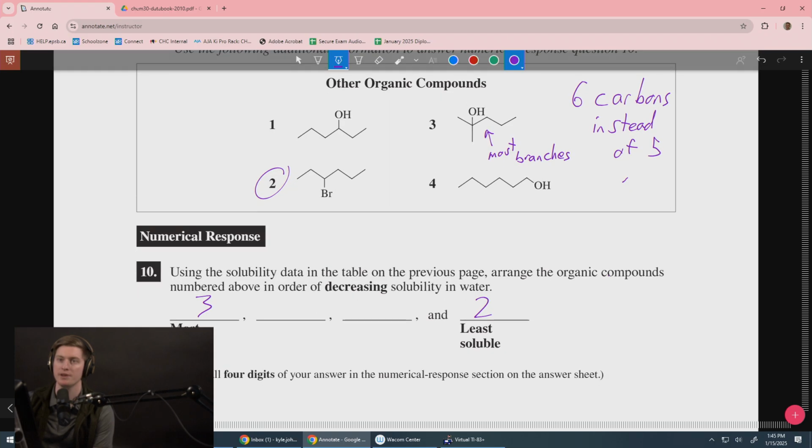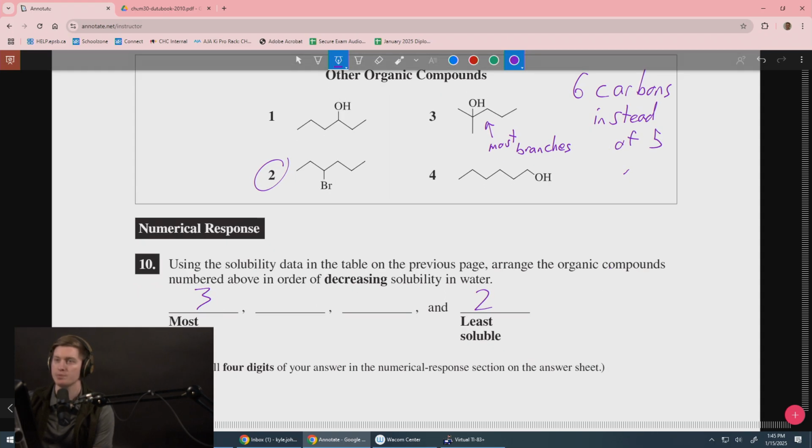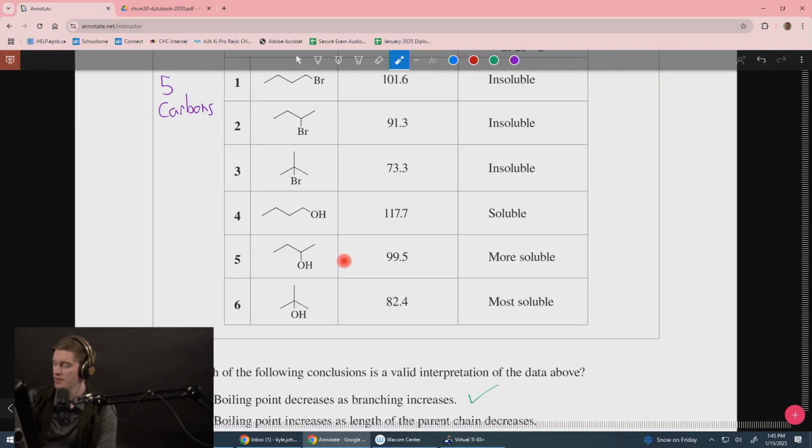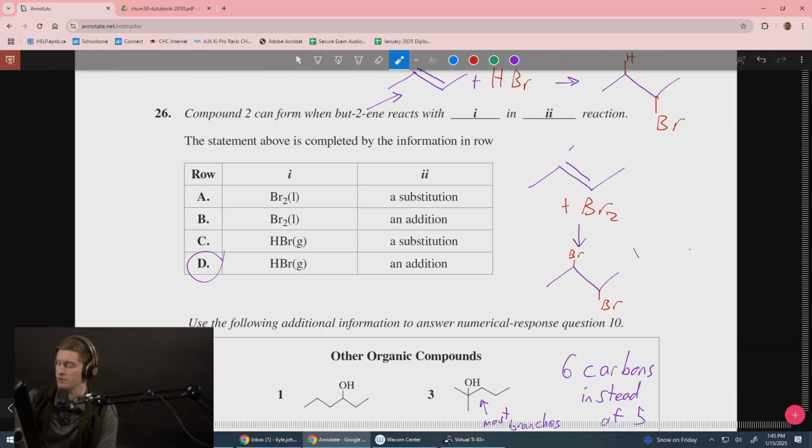It's again behind my face. There we go. So this has the most branches. It'll be the most soluble. Then one where the hydroxyl group's in the middle of the chain was shown to be more soluble, with this hydroxyl in the middle of the parent chain versus on the end of the parent chain.